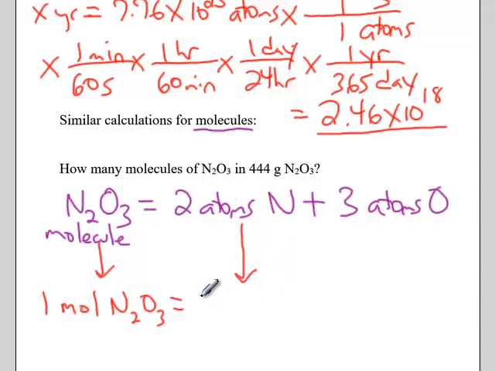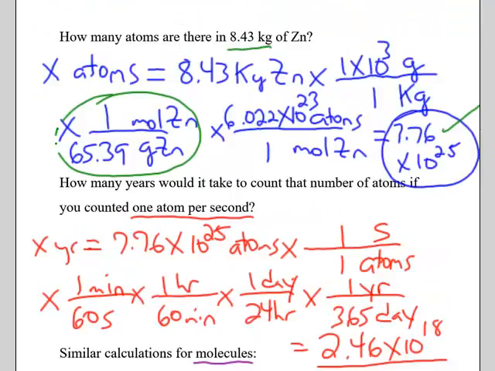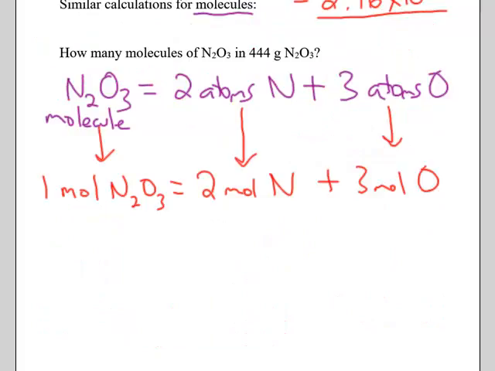Instead of 2 atoms of nitrogen, we have 2 moles of nitrogen. And instead of 3 atoms, we have 3 moles of oxygen atoms. And what we can do with this is we can use the periodic table to tell us what is the mass of this mole of molecules in units of grams, because we know what the mass of 2 moles of nitrogen is.